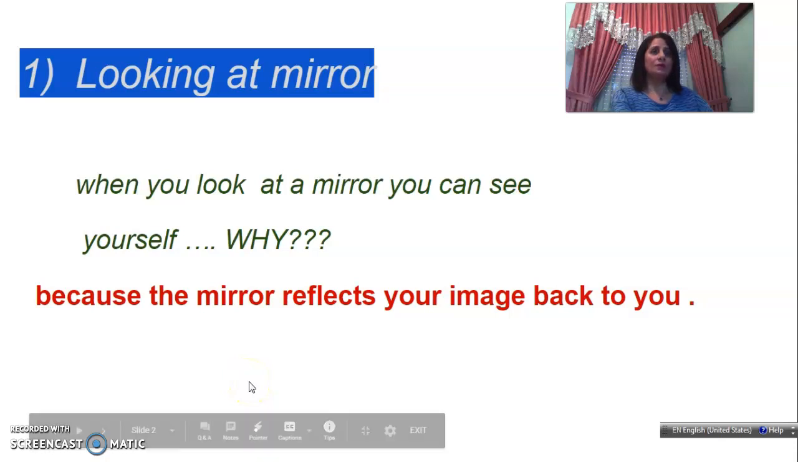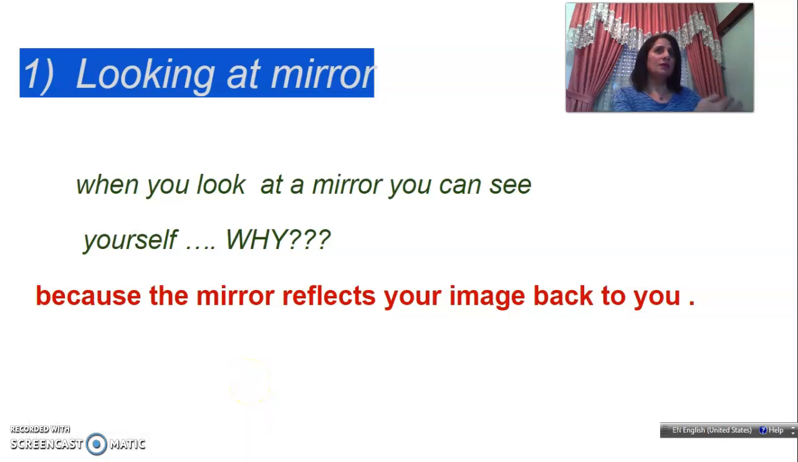Looking at a mirror. When you look at a mirror, you can see yourself. Why? Because the mirror reflects your image back to you. So when you look at a mirror, you can see yourself because the mirror reflects your image back to you.